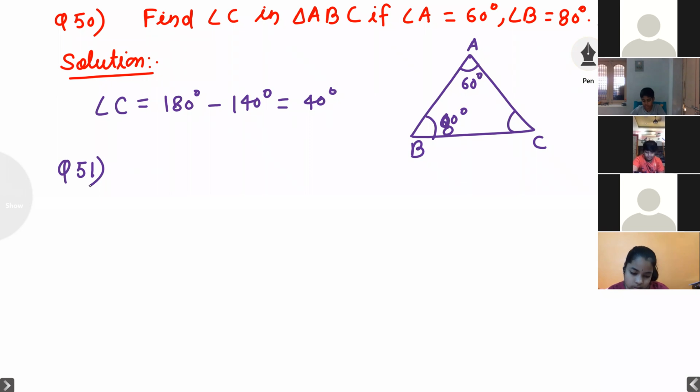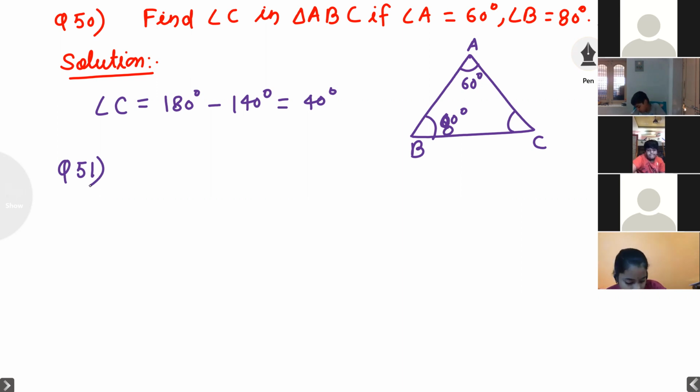Again, listen carefully. What is a median? A median is a line segment in a triangle which joins the midpoint of a side and the vertex opposite to it. A triangle has three angles, three sides, three vertices, three medians, three altitudes. Are you getting my points? When we join the three medians, if all three medians meet at one point, that point is called the centroid. It is denoted by capital G.